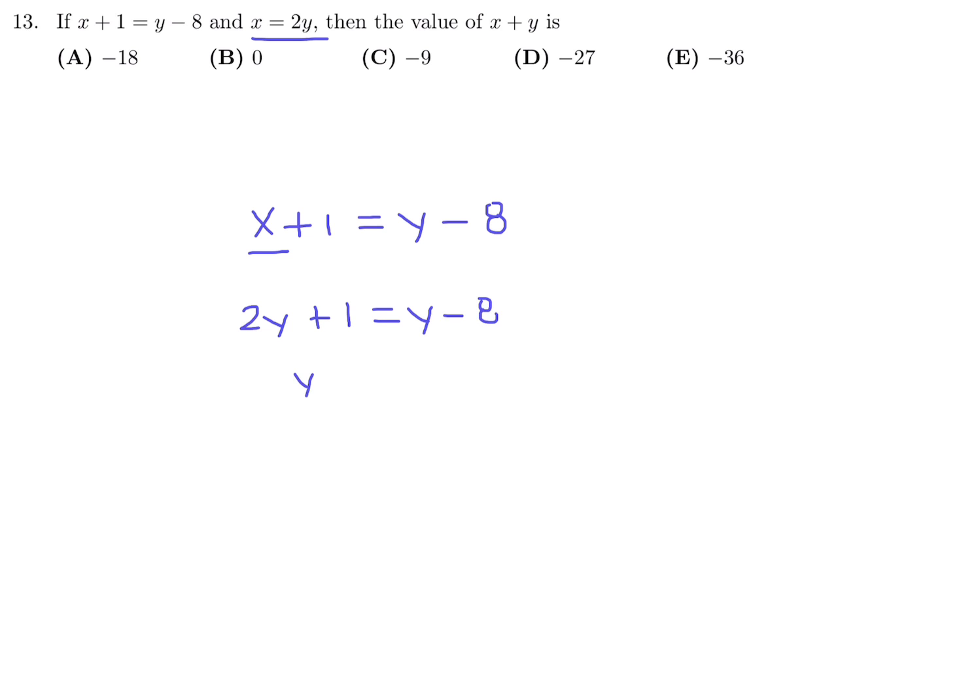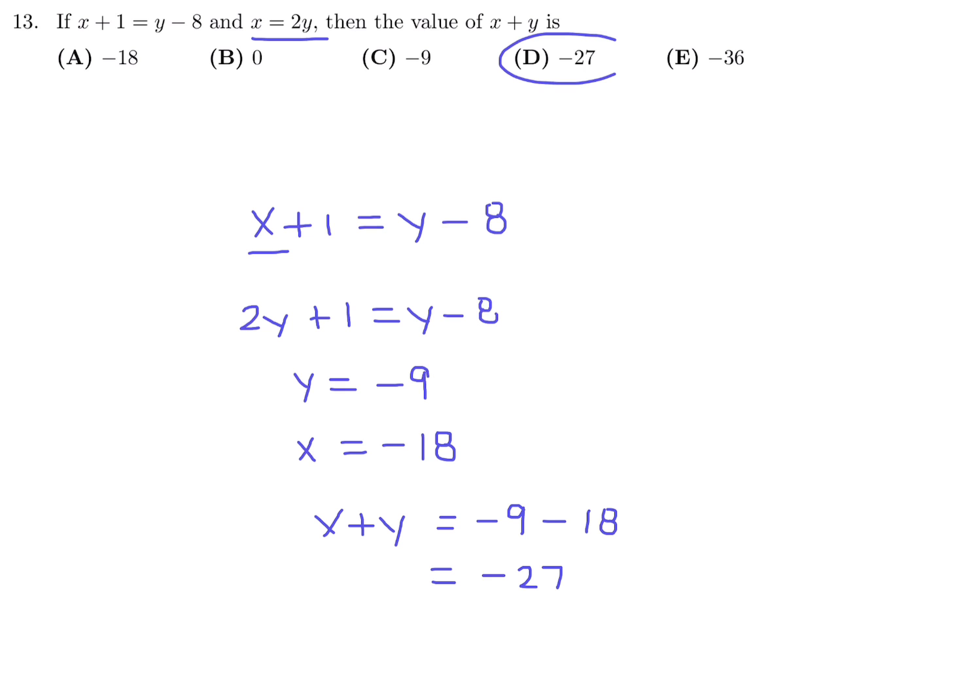And solving, we get y is equal to minus 9, I believe. So x is equal to 2y, so x is minus 18. And therefore x plus y is minus 9 minus 18, and that is minus 27. So 13, the answer is D.